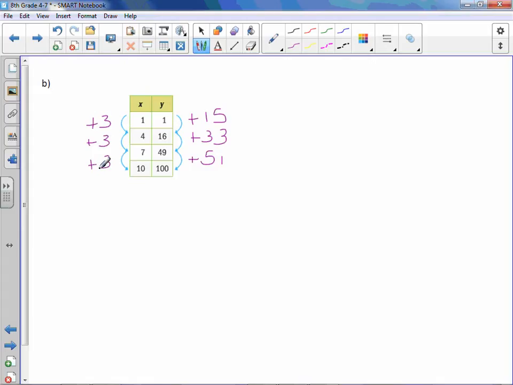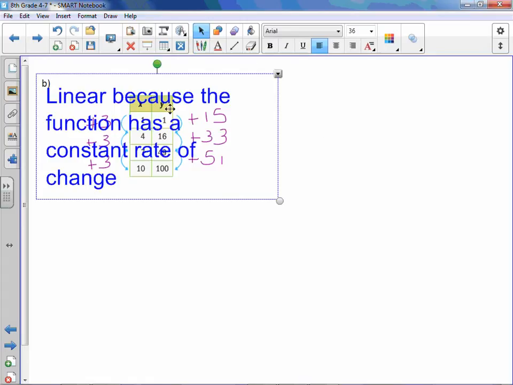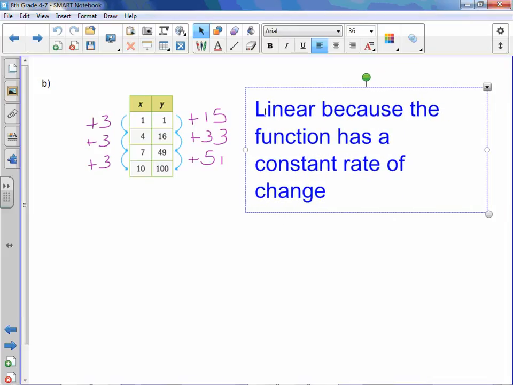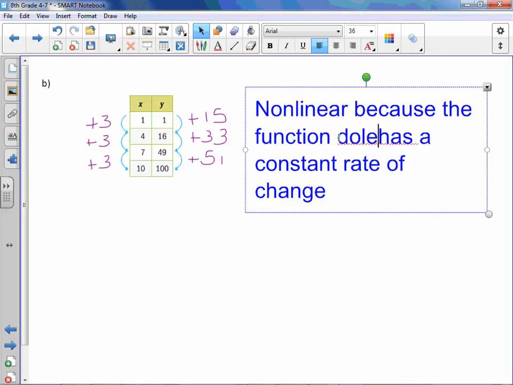I cannot find a rate of change because these numbers are all different. I wouldn't know which numbers to use. So, this function is nonlinear because the function does not have a constant rate of change.